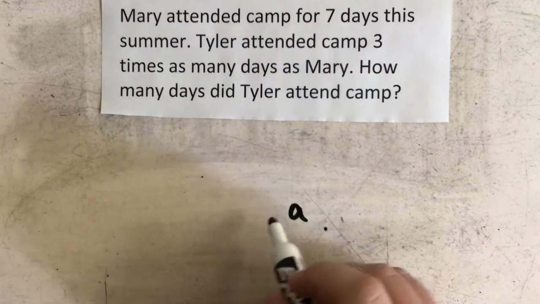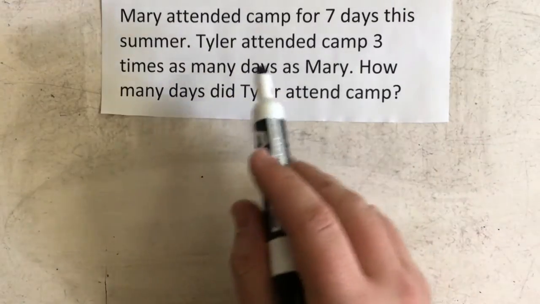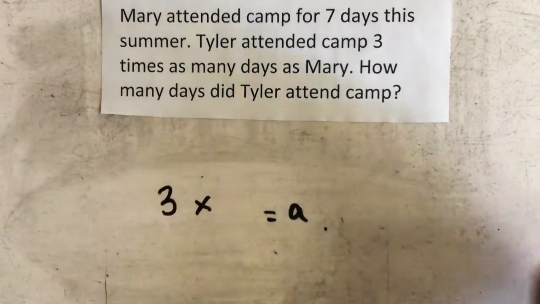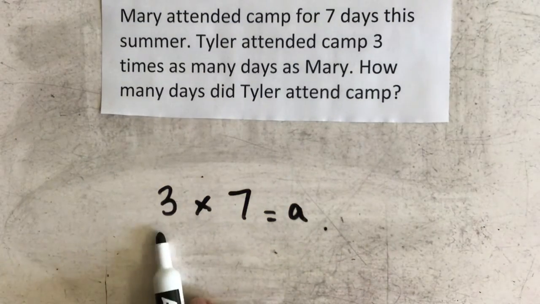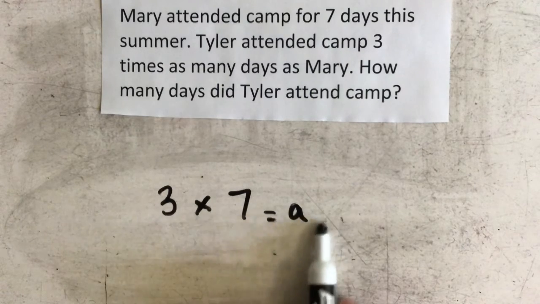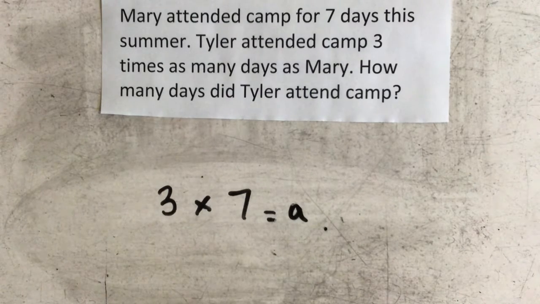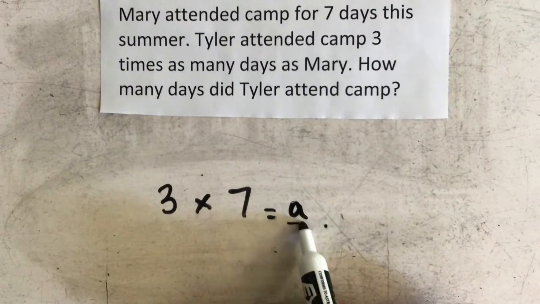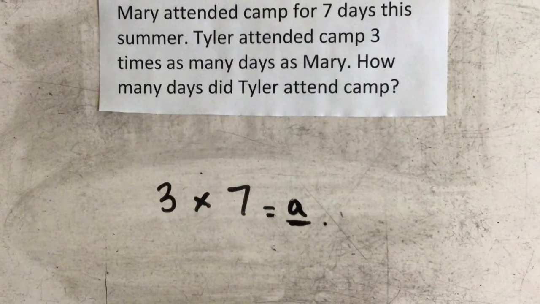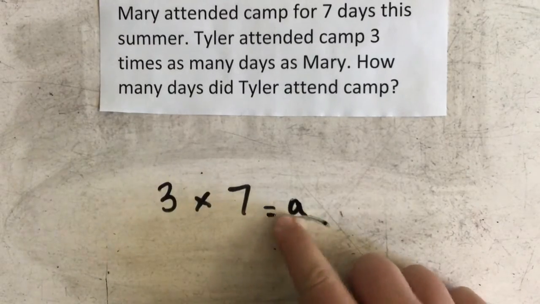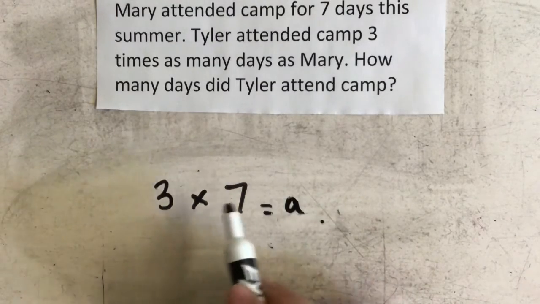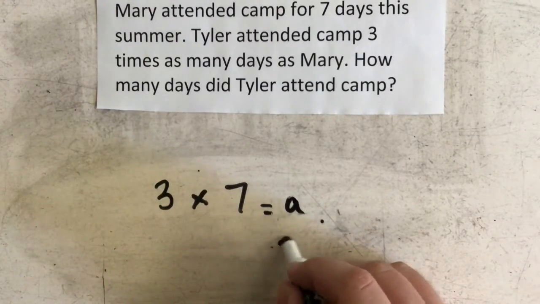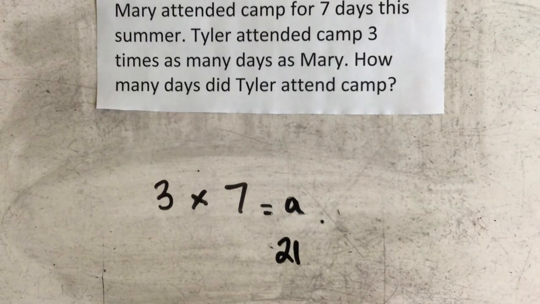And we know that A is equal to 3 times as many days as Mary went. And we know that Mary went for 7 days. So we could say that 3 times 7 would give me the amount of days that Tyler went to camp. Again, I'm representing that with a variable, which is an unknown number. It's a number I'm trying to find in the problem. So in knowing my fact families of 3 and 7, I know that 3 times 7 is equal to 21. So I would say that Tyler attended camp for 21 days.